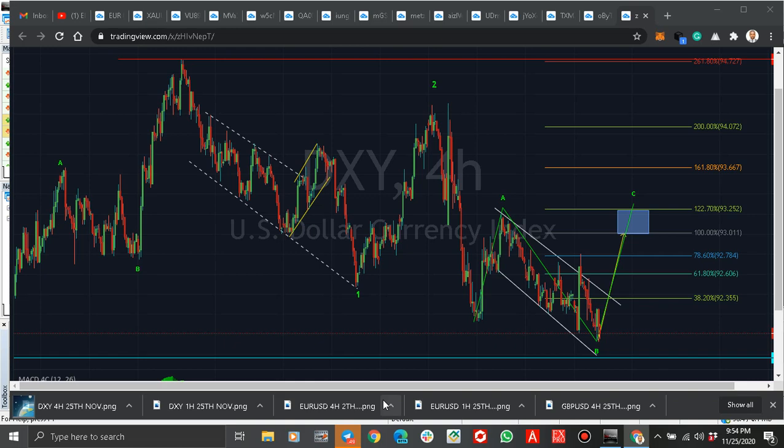I want to make some analysis based on the advanced method of Elliott waves on some currency pairs. This video will likely be short because I don't have time. I still have one or two things to do before I go to bed. Let me start with the US dollar index.